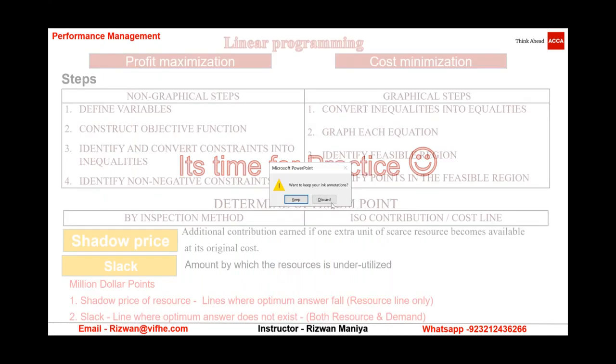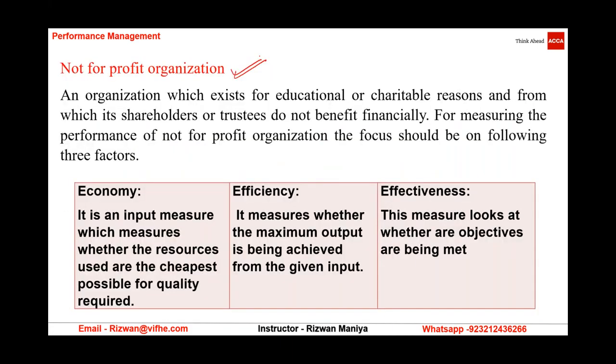Now, for not-for-profit organizations, if you need to measure the performance of a not-for-profit organization, you have to use the three E's. The three E's are also called value for money. So value for money is known as the three E's: economy, efficiency, and effectiveness. Let me give you quick examples before I move towards my OT questions.